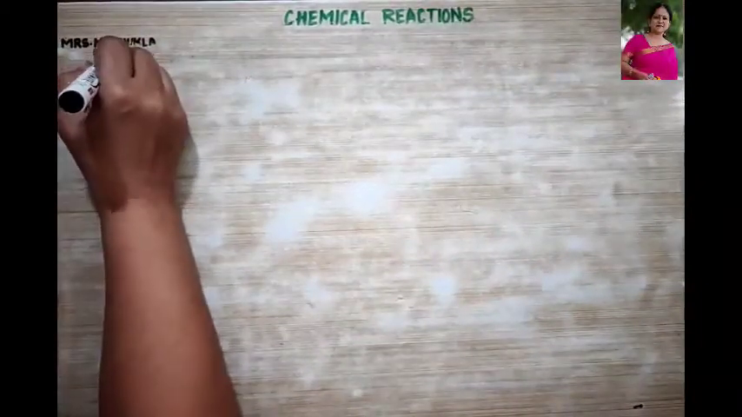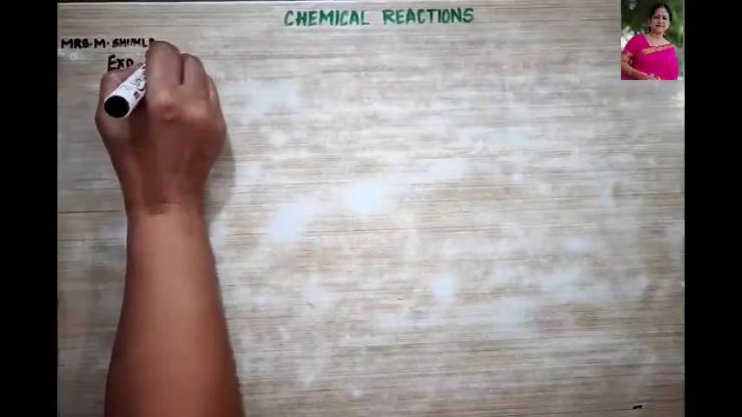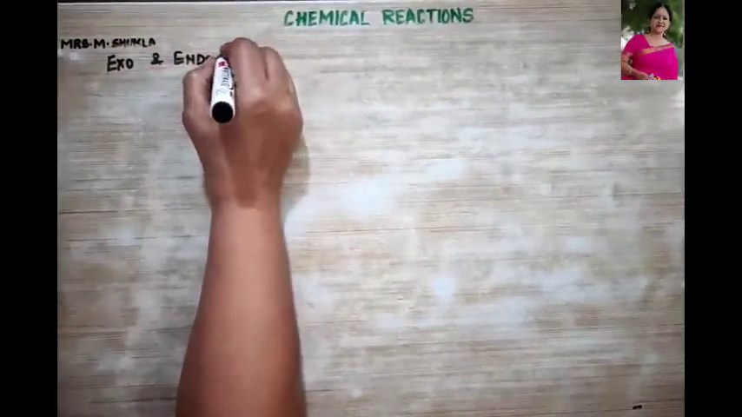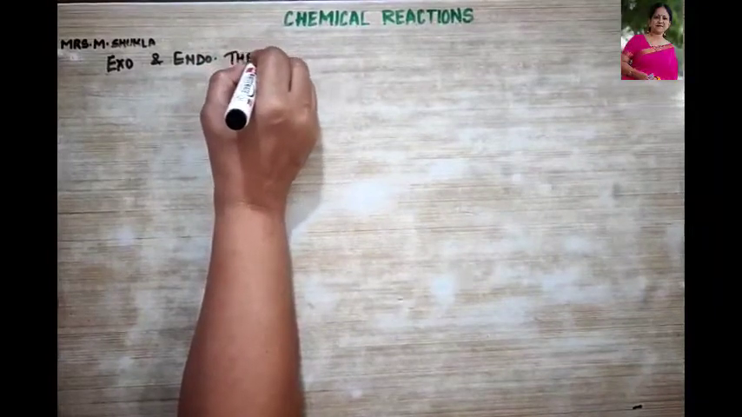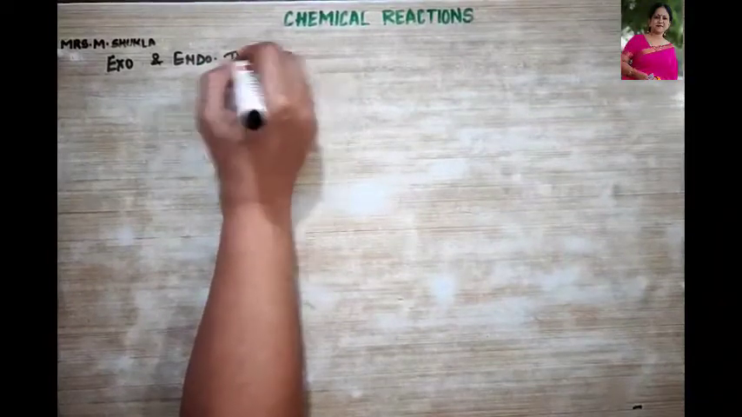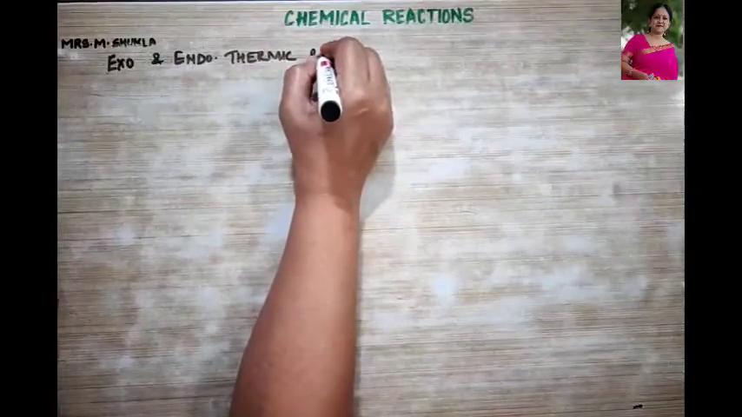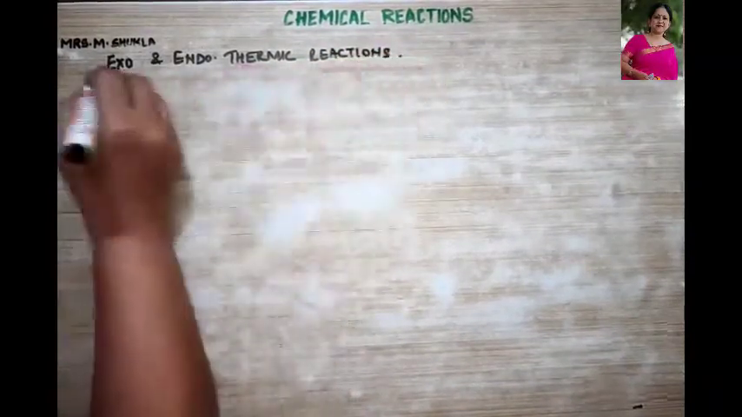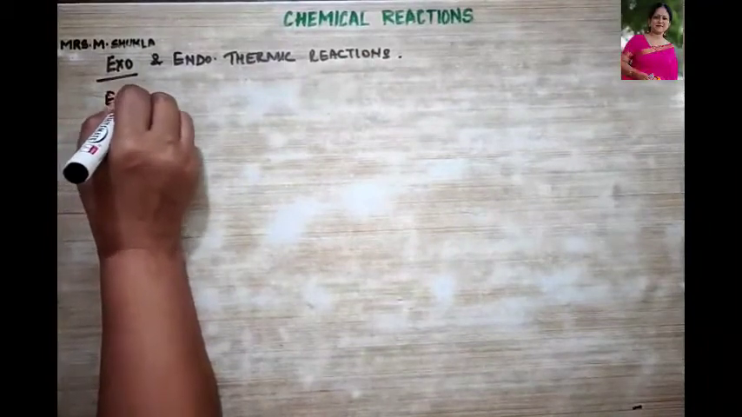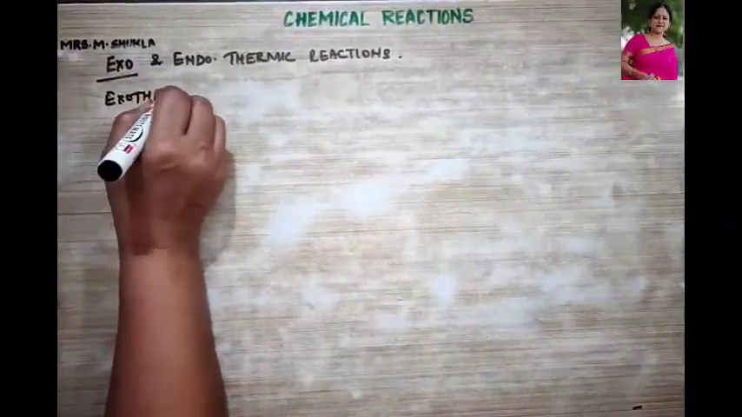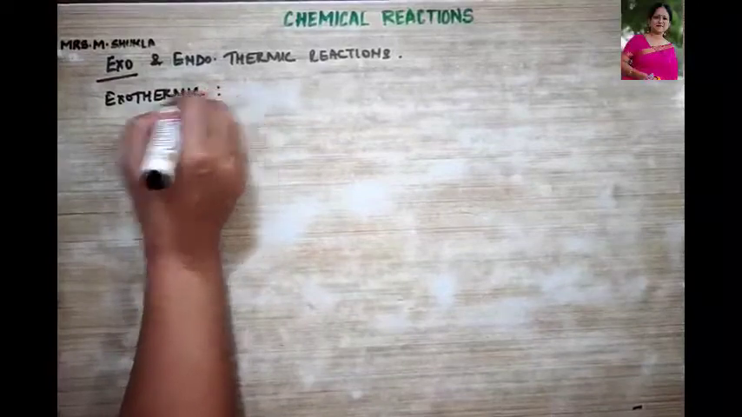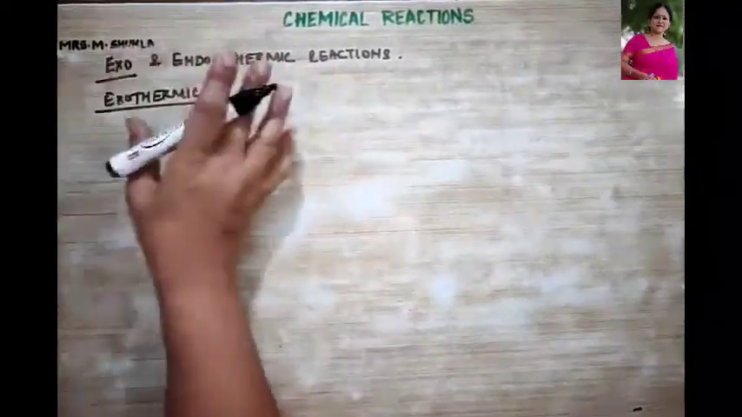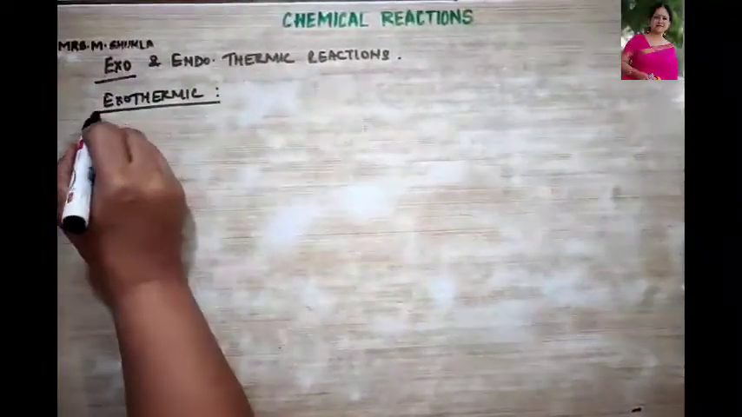Let us now come to exothermic and endothermic reactions. So what are exo and endothermic reactions? Now let us talk about exothermic reactions. Exothermic reactions are those reactions in which the heat is given out, the reactions in which the heat is released.